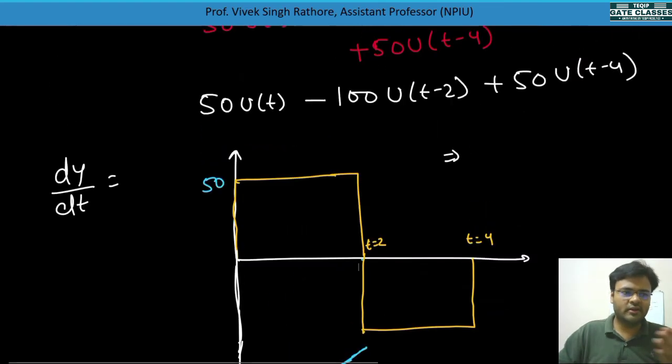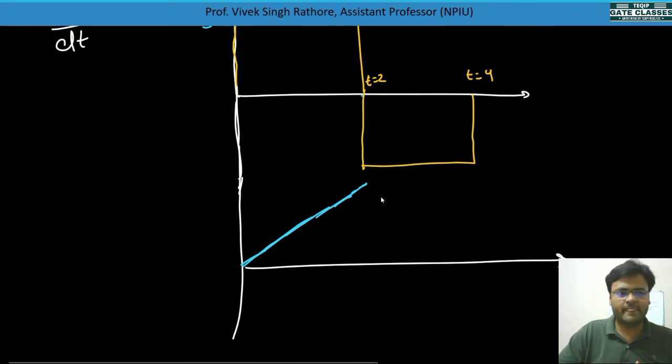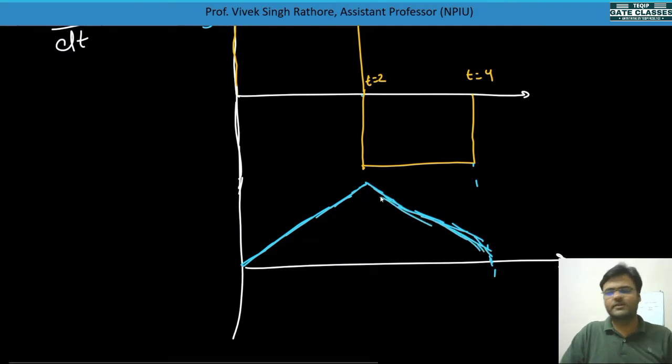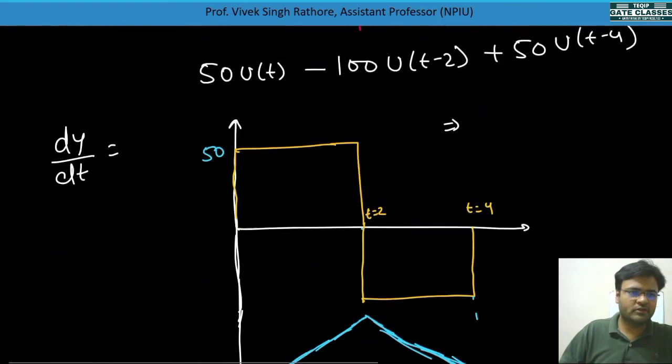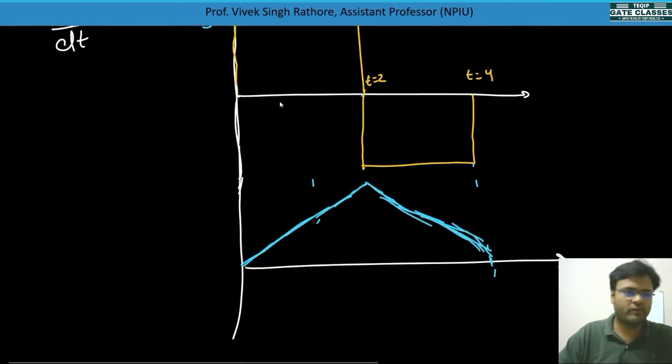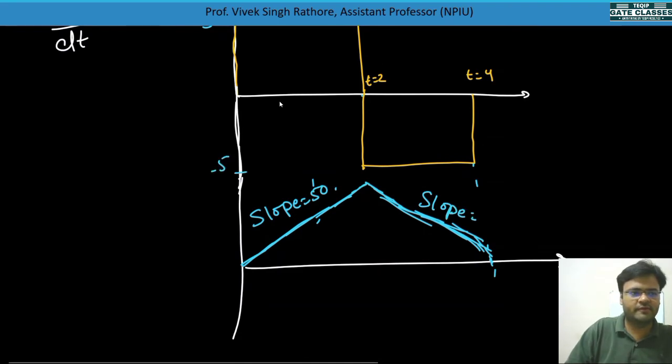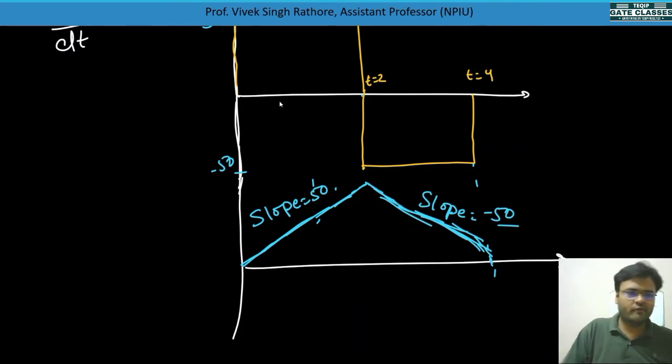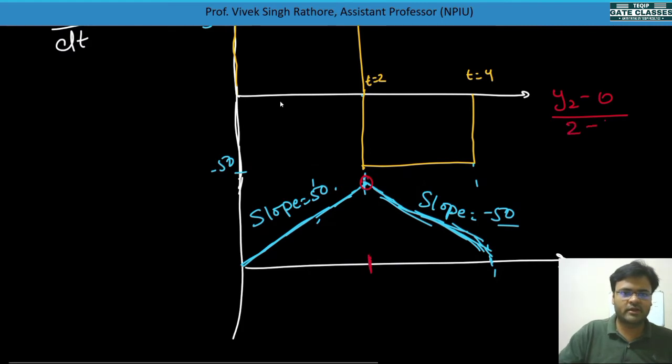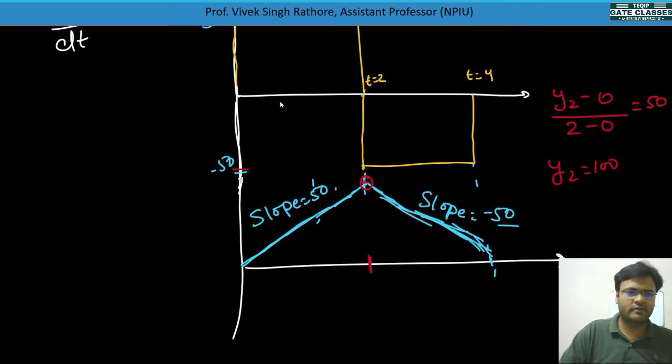At t is equal to 2, suddenly the value decreased, and then suddenly your negative value came. Negative value means it is decreasing, and till where will it decrease? Till this value. So it is a flat curve like this, and the slope is 50 here, and here the slope will be minus 50. So what will be the final value? y2 minus y1 is 0, and x2 at t is equal to 2 is 2 minus 0, and the slope is 50, so you can calculate y2 is equal to 100. So this value is your 100 value.